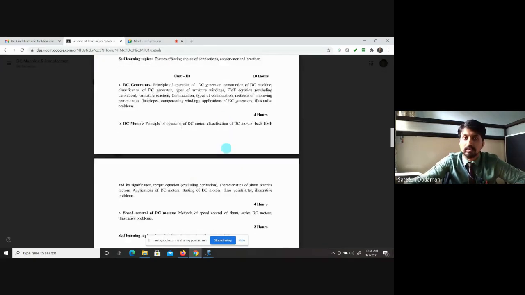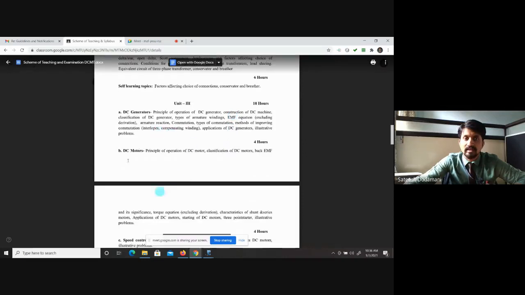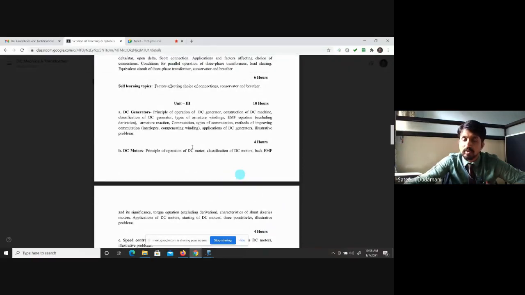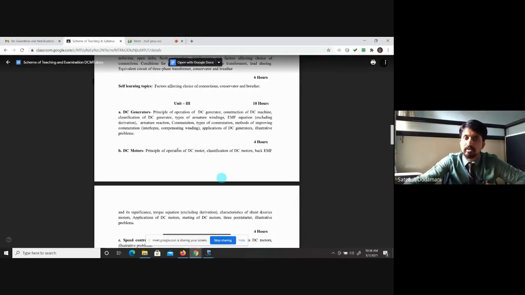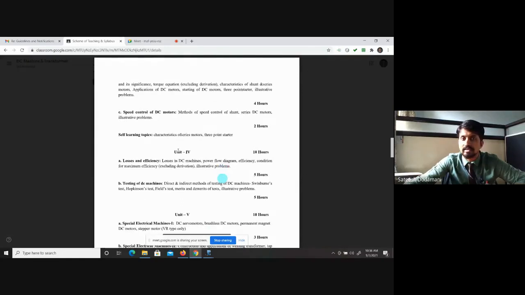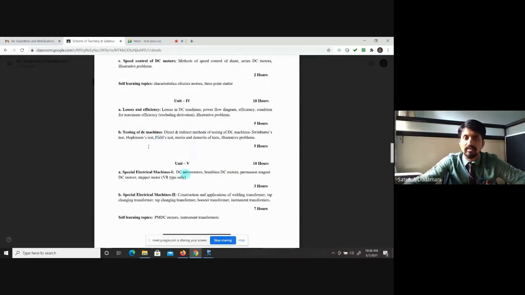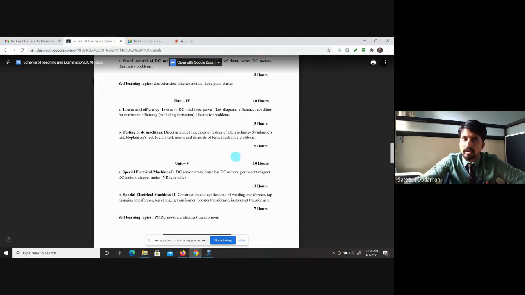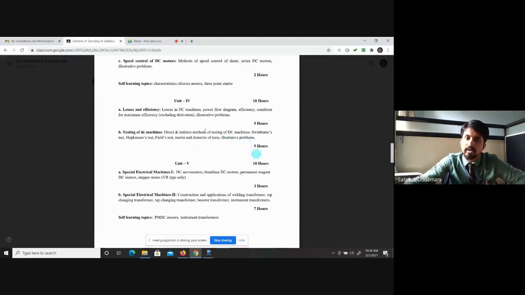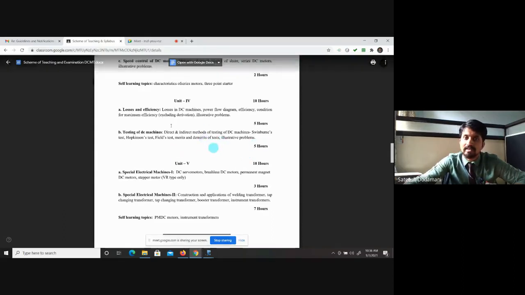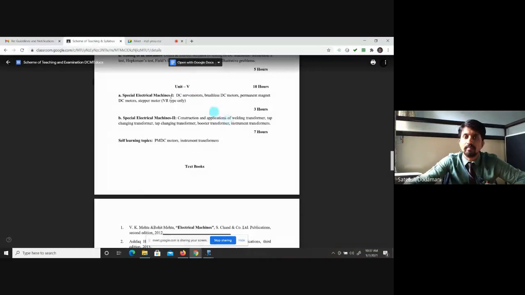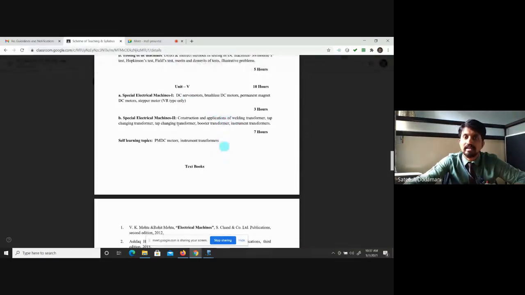Unit 3 also I have covered: DC generator, DC motors, and speed control of DC motors. From here also 40 marks will be asked, but you have to write only 20 marks, a full question, which you can write conveniently. So 60 marks is over. Unit 4, losses and efficiency and testing of DC machine, full unit I have covered. Here also 40 marks will be asked, and you have to write only 20 marks from a full question. So 80 marks is over. Now from Unit 5 also, it is 20 marks.